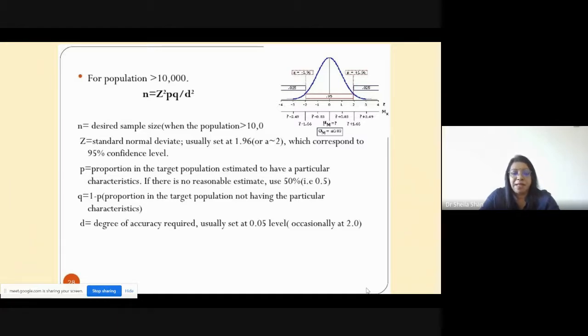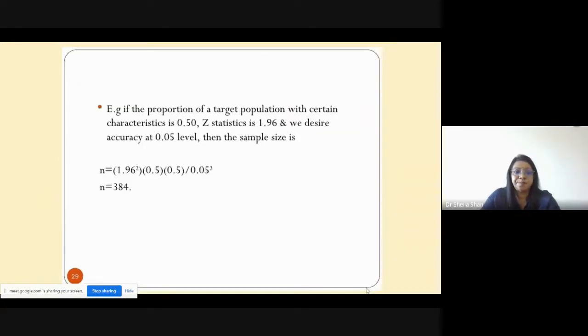Q is the proportion of the target population not having the particular characteristic. How many people are not having the characteristic? And D is the degree of accuracy required. Usually we set it at 0.05 level, or can go down to 0.02 occasionally. All right. So this is the formula that you can use. So for example, if the proportion of the target population with a certain characteristic is 0.5, your Z is 1.96, you put in all the values, so your sample size is 384.